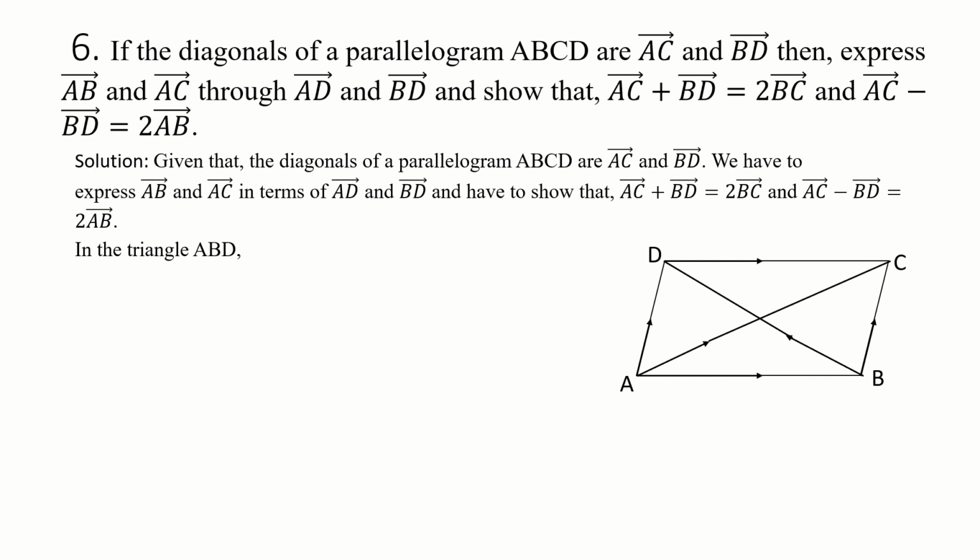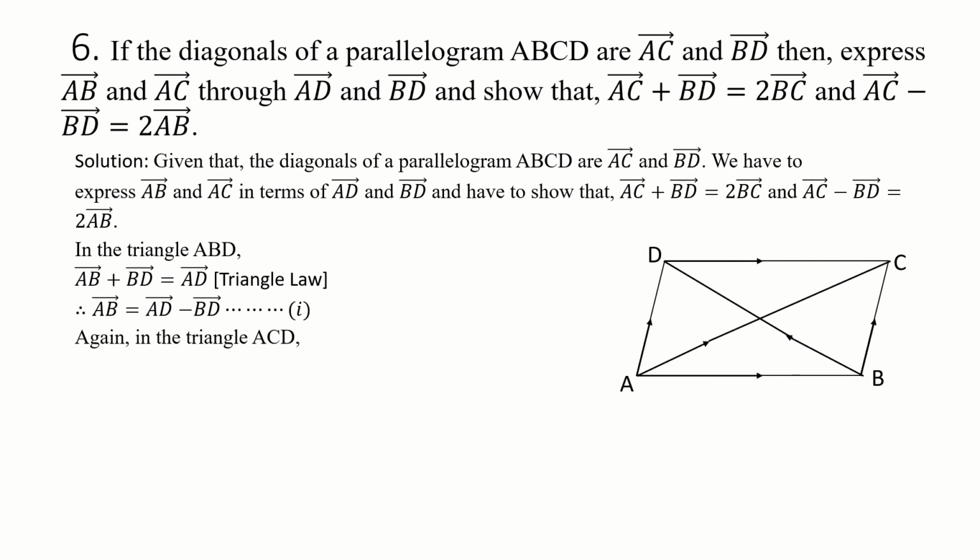Now in triangle ABD we can apply triangle law. AB vector plus BD vector equal to AD vector. Now side change, therefore AB vector equal to AD minus BD vector. First part complete. Again in the triangle ACD we can write AC vector equal to AD vector plus DC vector. Here also we use the triangle law of addition of vectors.